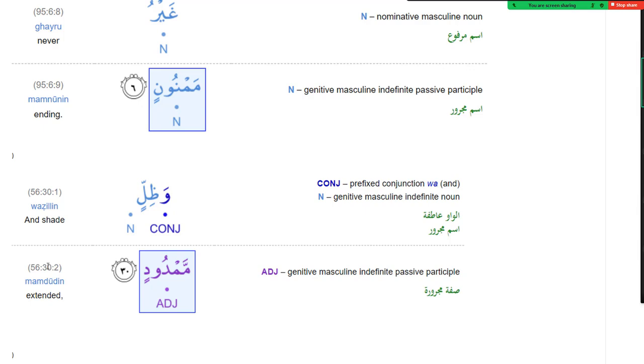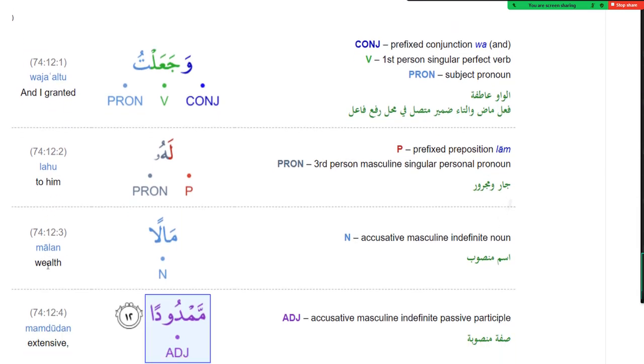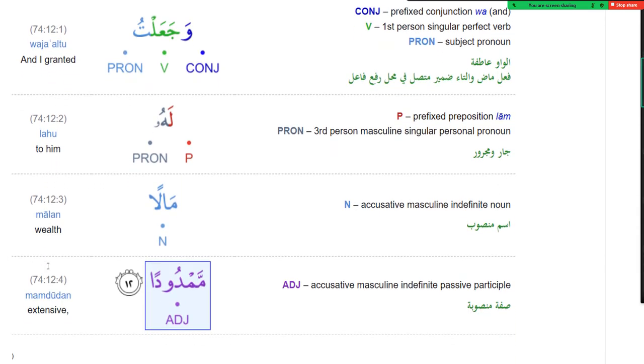وَظِلٍّ مَمْدُودٍ, an extended shade. Now, tell me the madi and mudari for this. MashaAllah, very good. So mamdudun. Now you understand where it comes from. Mamdud comes from madda yamuddu. Very good. And then we have وَجَعَلْتُ لَهُ مَالًا مَمْدُودًا. And I granted him extensive wealth.